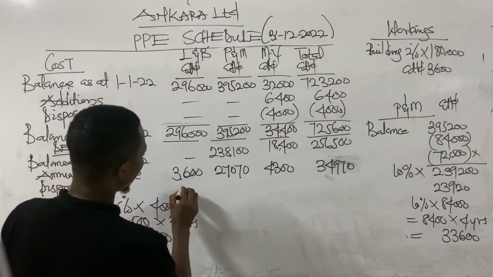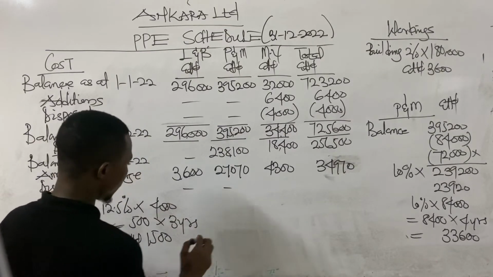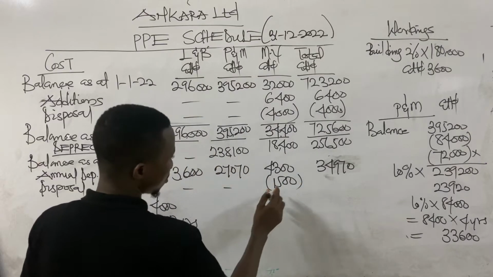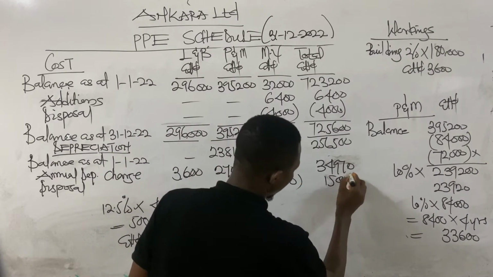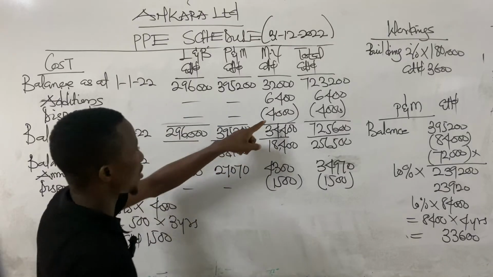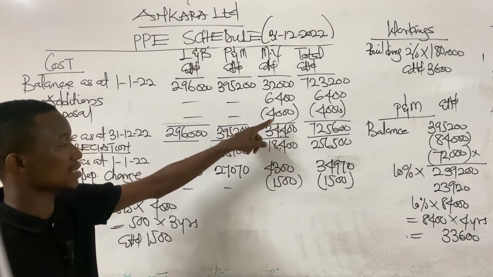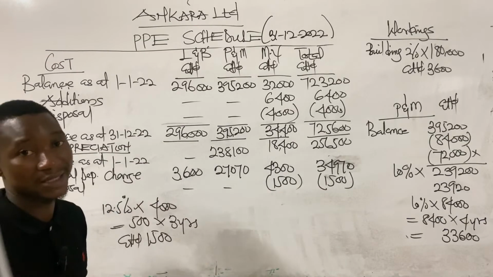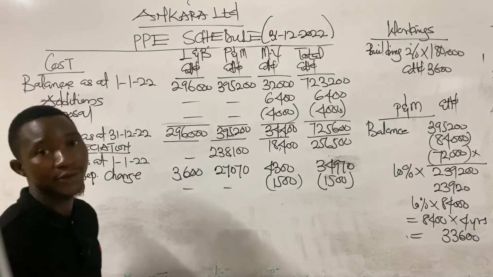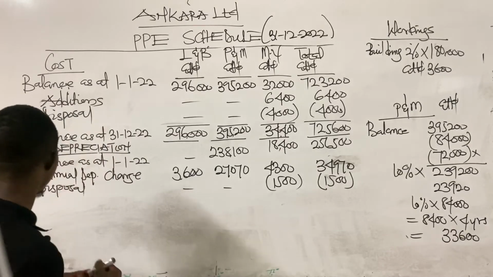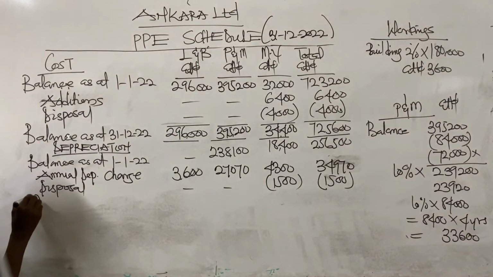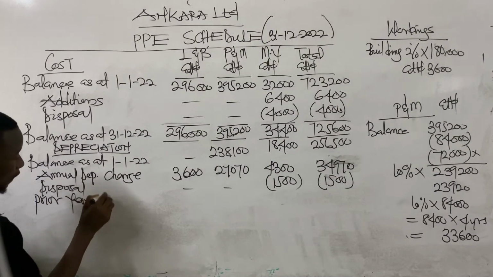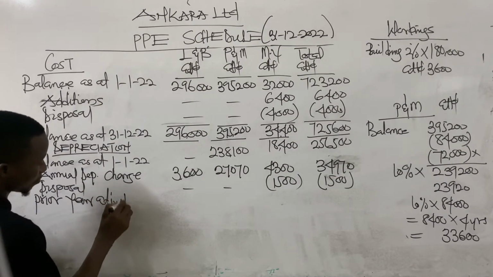So there is no accumulated depreciation for this. We have 1,500 for this. So as we are subtracting the cost of the disposed assets, we also subtract the accumulated depreciation of the disposed assets. So the last thing to talk about is the prior year adjustment. Okay, so we talk about prior year adjustment.